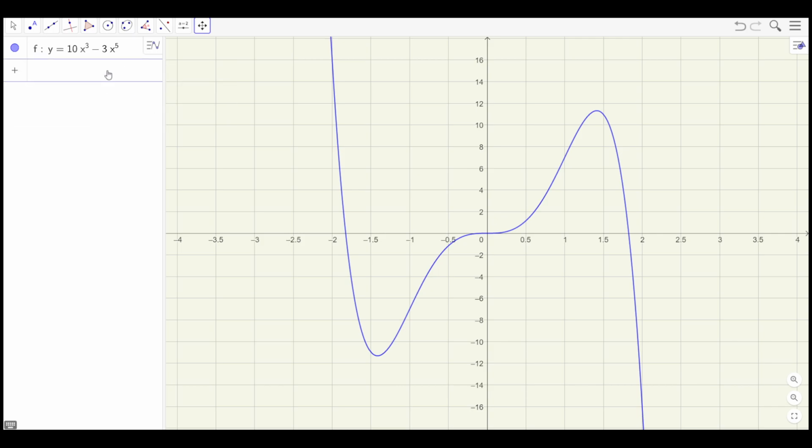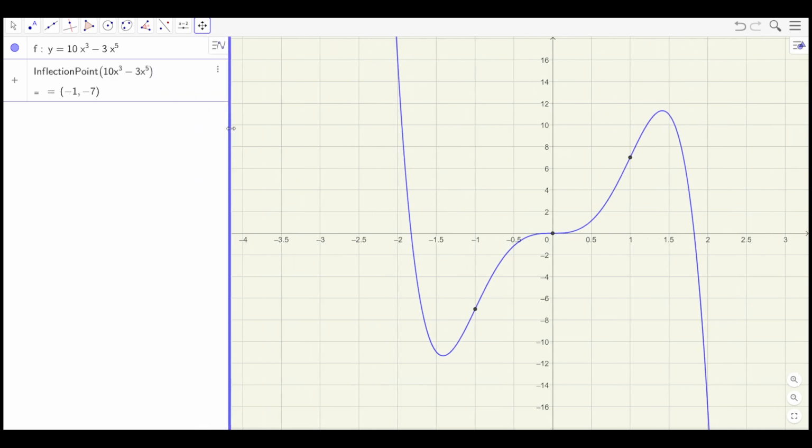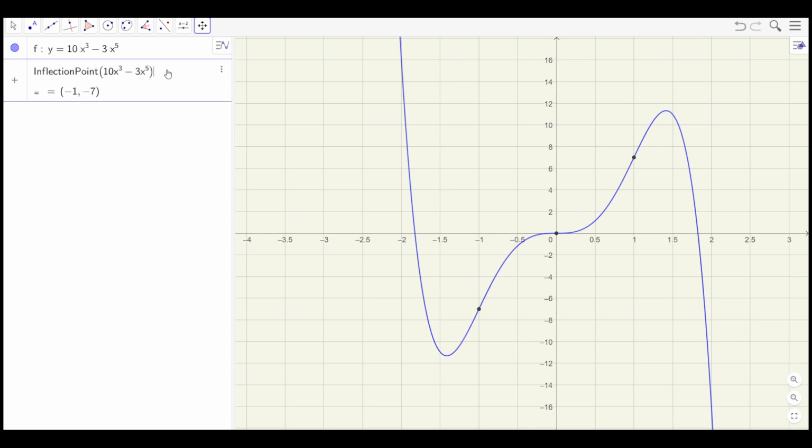So if I go here again, inflection point, so this is my inflection point, and then I just click on it. And then I start typing my polynomial as 10x to the power of 3, and then I go down, minus 3x to the power of 5. Okay, so I don't know why GeoGebra provided all of them, but I do not see them here. How can I see them? I don't know. Okay, I see all of them now.